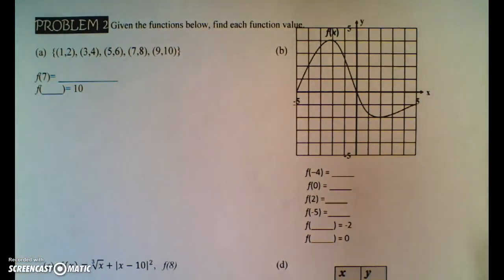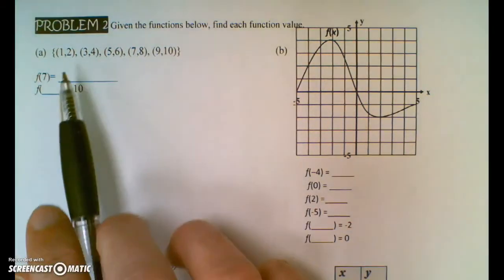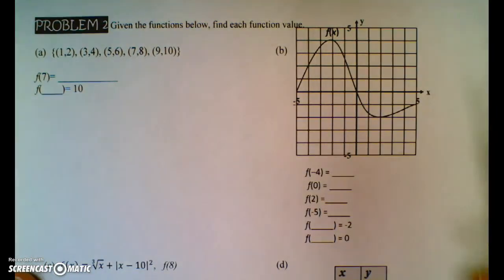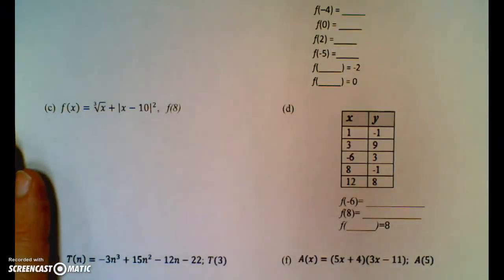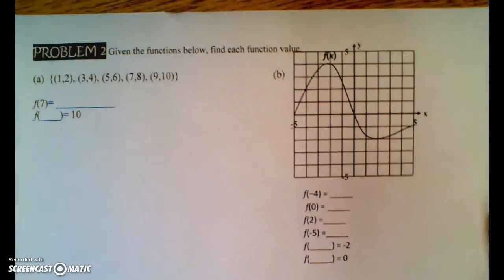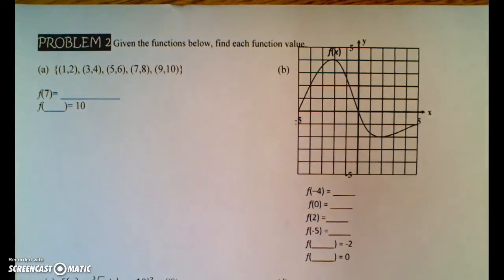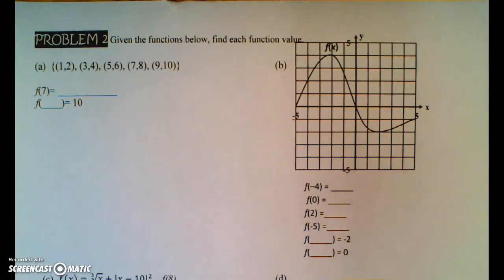Yesterday we went through different ways to represent functions. So we had ordered pairs, we had graphs, we had a table down there in letter D. We had equations and mapping diagrams. Those are different ways to represent functions. But now we can evaluate the functions using that function notation.